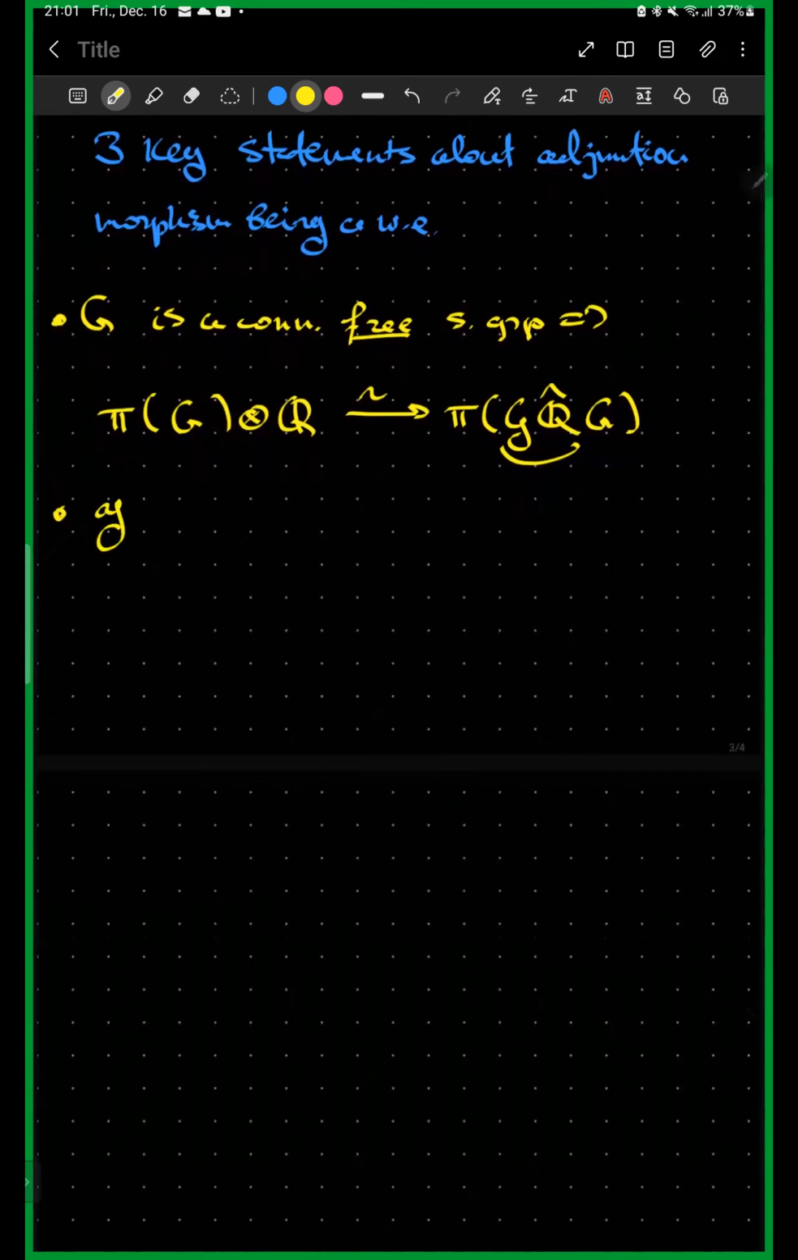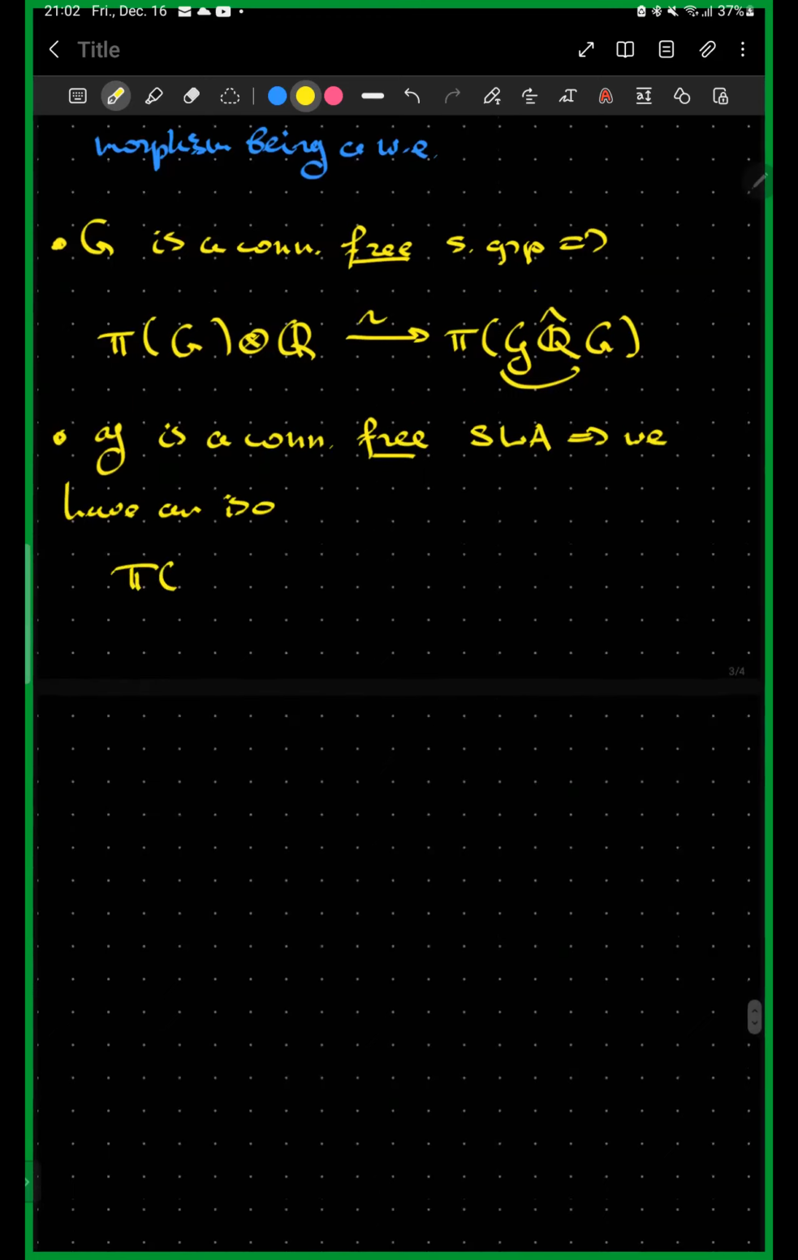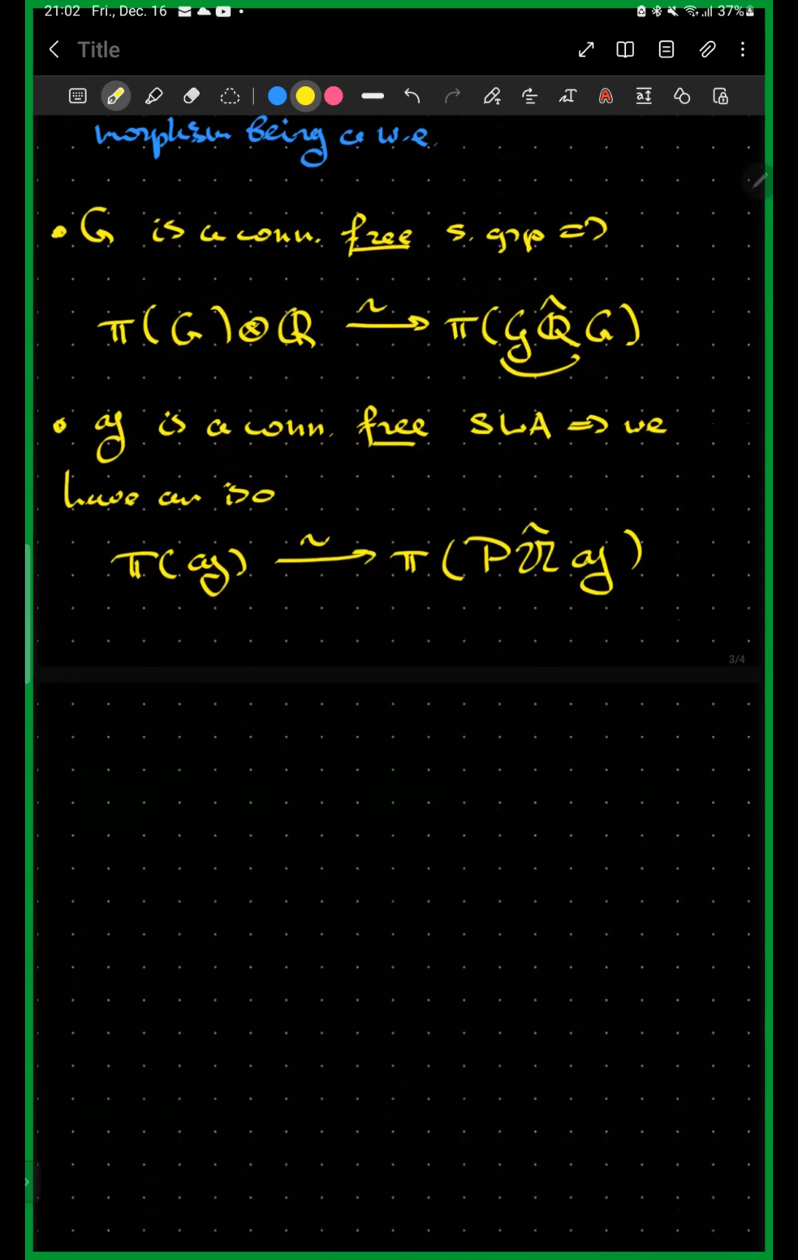Another thing is that if G is a connected free simplicial Lie algebra, then we have an isomorphism which looks like this. So we once again apply a pair of functors from this long chain of adjunctions, and we get an isomorphism on homotopy groups.